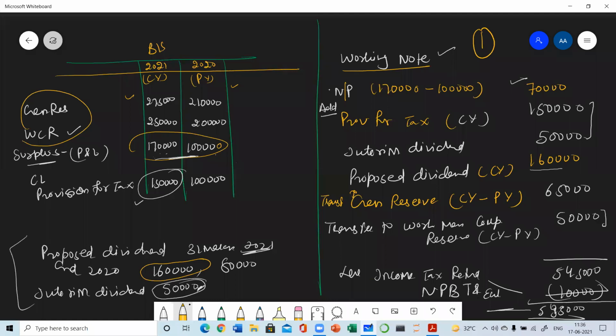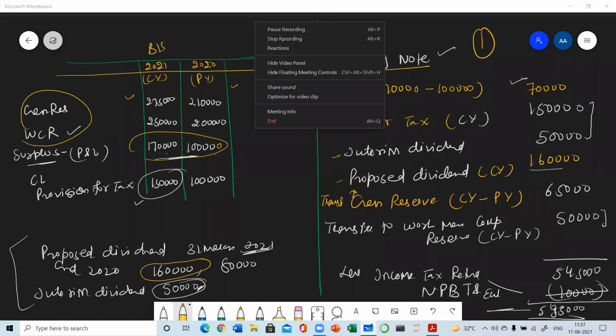And it is not necessary that in each and every question, all the parts will be given. It can also happen that in some part interim dividend is not given, in some question proposed dividend is not given, but this formula is the full and final. Clear? So I hope you people have understood.